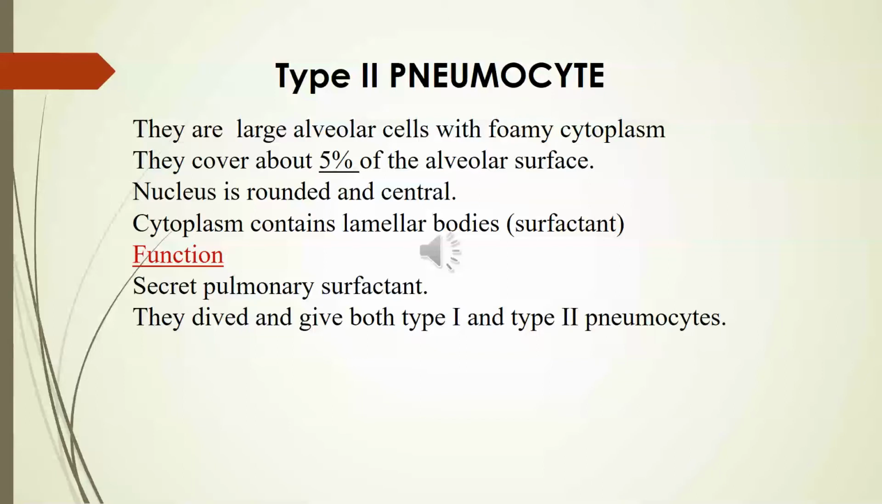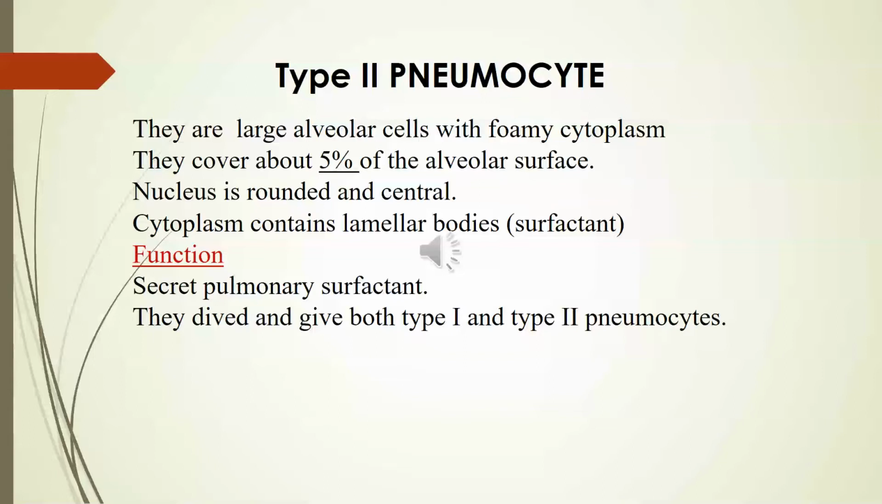Type 2 pneumocytes are large cells. So type 1 are small cells, type 2 are large cells. They cover 5% of the alveolar surface. The cell has a cuboidal shape with a central rounded nucleus. The cytoplasm has a characteristic component called lamellar bodies, which can be seen with the electron microscope, and these lamellar bodies contain the surfactant phospholipids secreted by type 2 pneumocytes.